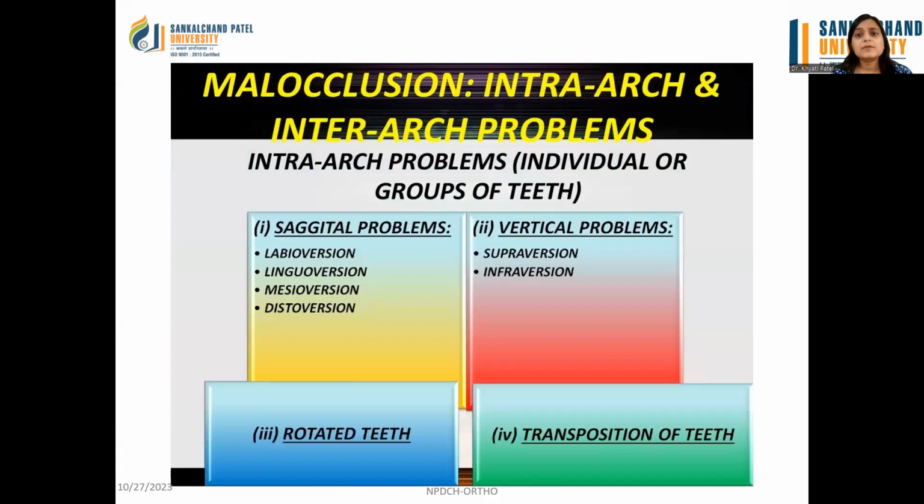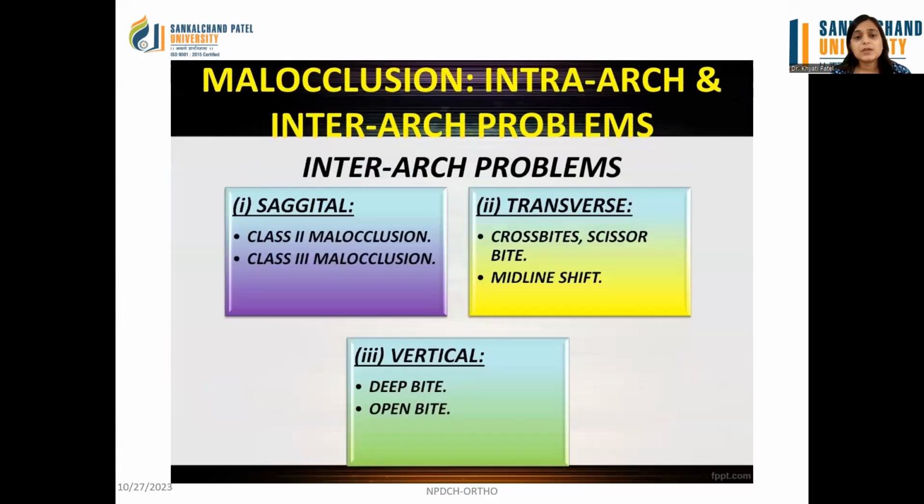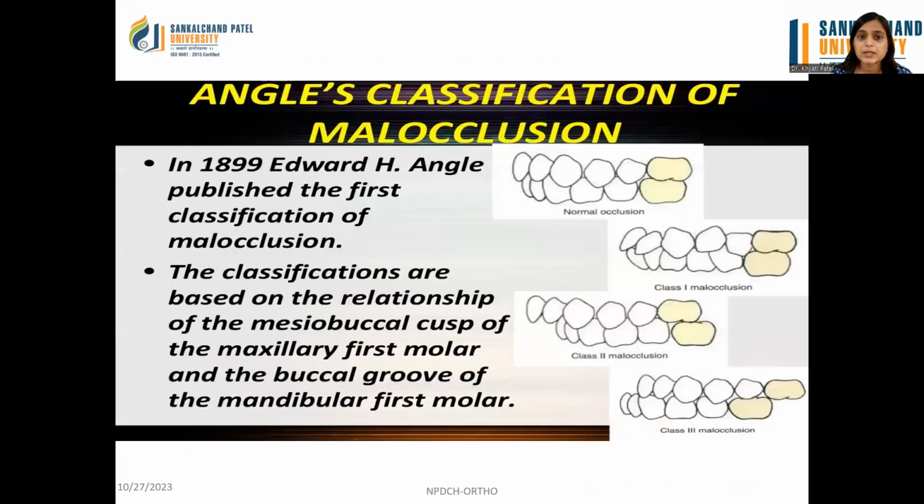classification. Whenever we talk about intra-arch and inter-arch problems, in intra-arch problems, basically we can divide into four: sagittal problem, vertical problem, rotated teeth, and transposition of the teeth. And when we come to the inter-arch problem, it basically deals with both arches, maxilla and mandible. So there is class 2 malocclusion, class 3 malocclusion. If we consider the transverse plane, then there is crossbite, scissor bite, and midline shift. And if we consider the vertical plane, we can see deep bite or open bite.